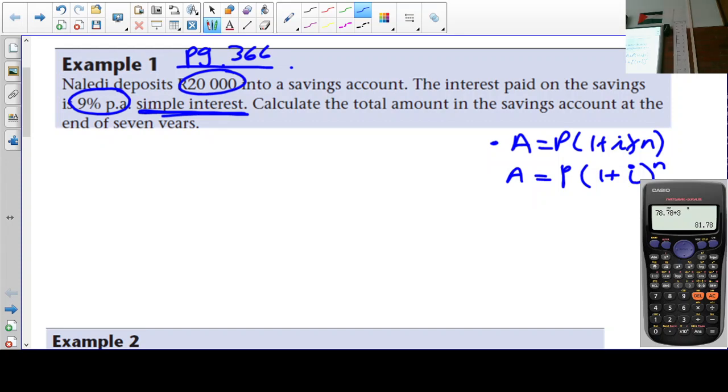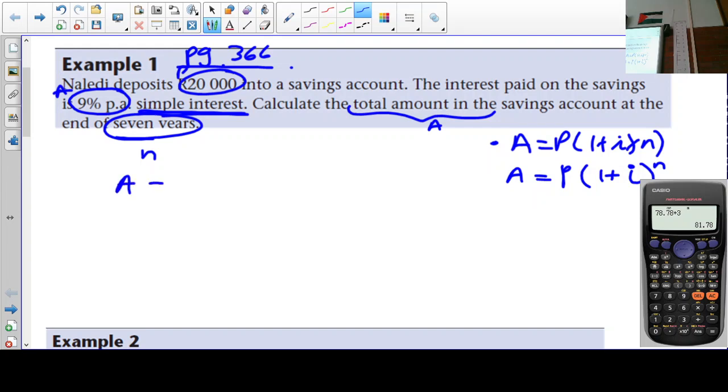Calculate the total amount of the savings at the end of 7 years. What does this tell us? Our N. So we got our P, we got our A. We know its formula. So what are we actually calculating? Calculate the total amount or the final amount. Do you all understand? At this point you can pause the video or you can give yourself some time to do the sum.